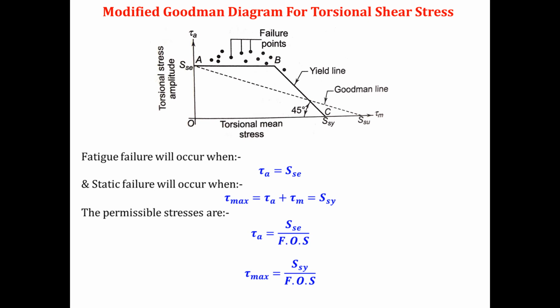Now, from the diagram, it is very clear that the area under the region OABC represents the modified Goodman diagram region for torsional shear stress. So, what will be the failure equation? The failure equation will be, since I told you in the very beginning when I was discussing the fatigue failure, that mean stress will not give rise to the fatigue failure.